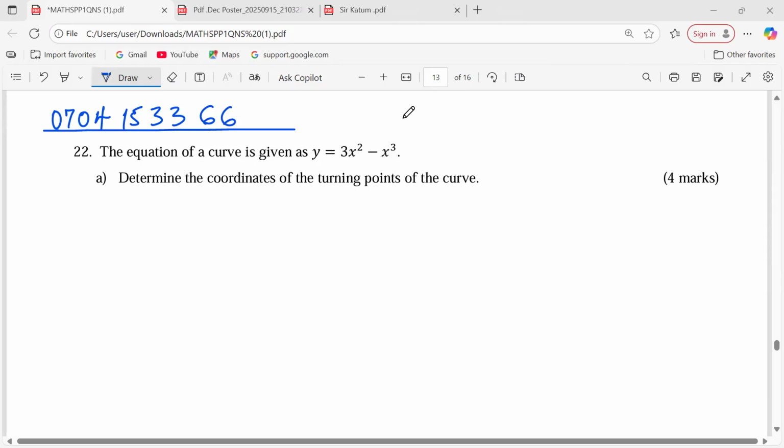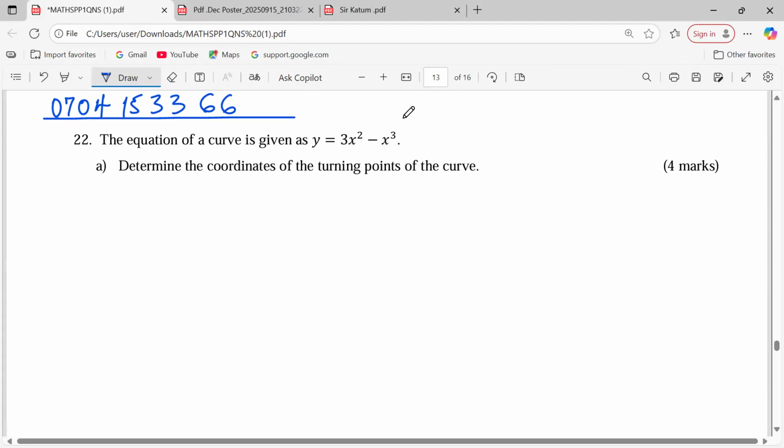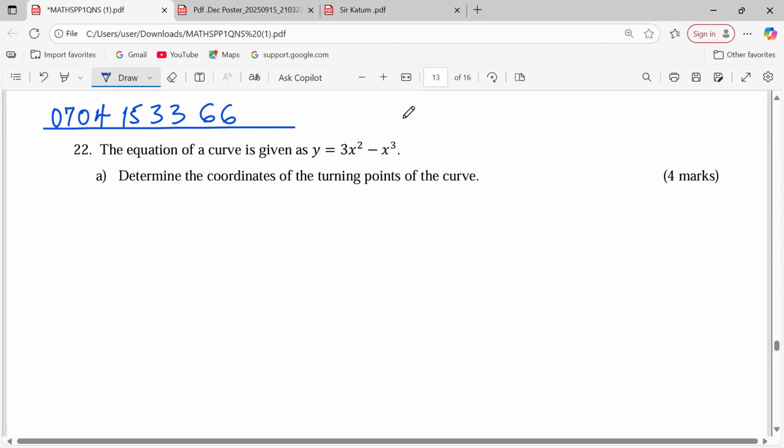The equation of a curve is given as y equals 3x power 2 minus x power 3. Part A, determine the coordinates of the turning points of the curve. Turning points of a curve are also called the stationary points of the curve. For us to determine the stationary points of a curve, one thing that you're supposed to understand is that at the turning points, gradient of any curve is usually 0.